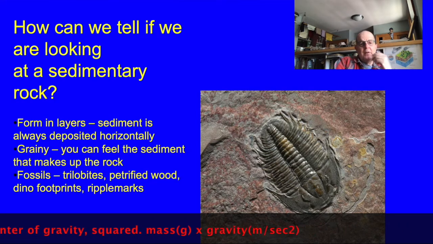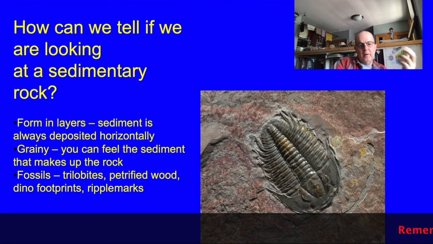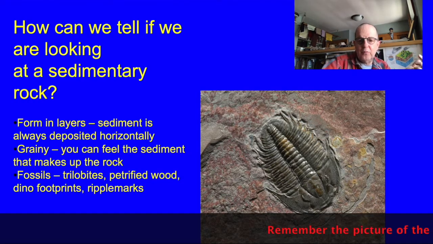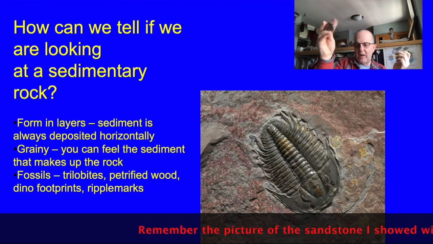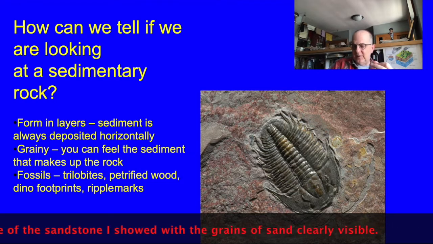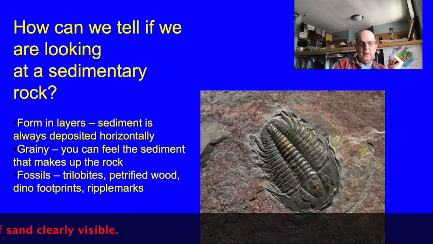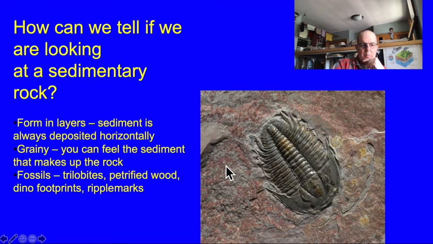How can we tell if we're looking at a sedimentary rock? Again, we look for layers, because the rocks are typically deposited horizontally. We look for grains that are easy to feel and knock off. This is a grainy sandstone. It's easy to feel and see the grains of sand. And we look for fossils, like this trilobite from the Cambrian period of the Earth's history, probably found in Morocco. A lot of trilobites are found there and sold to people.